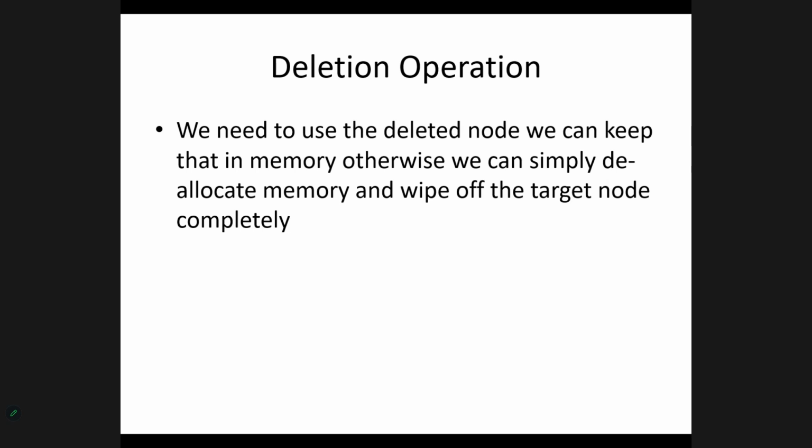What we can do is delete this and hold the memory in a temporary location. If we don't need that, we can simply deallocate the memory and wipe off the target node completely. Then it will remove the memory of the target node, right? We don't need to keep unnecessary things in the memory. If you think you don't need it, we can easily deallocate the memory.